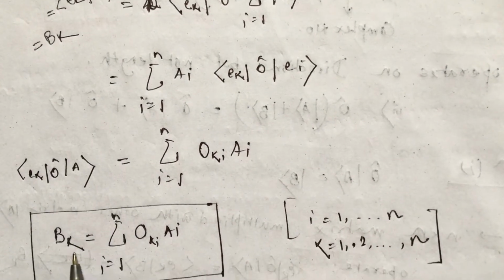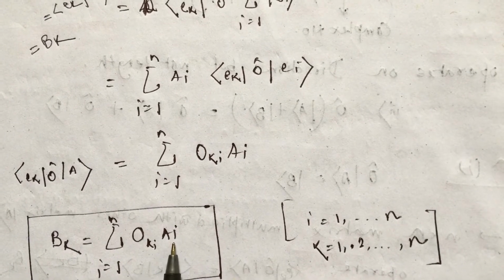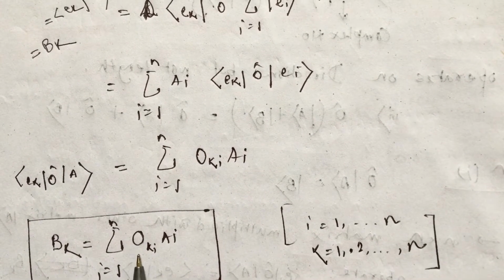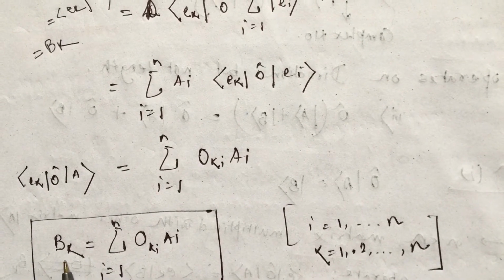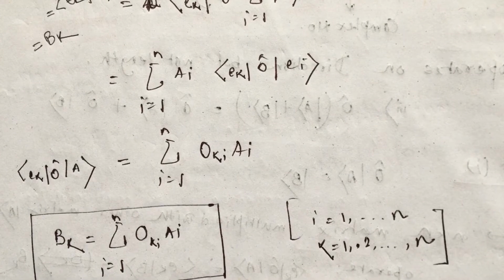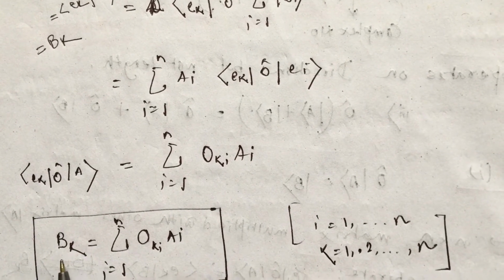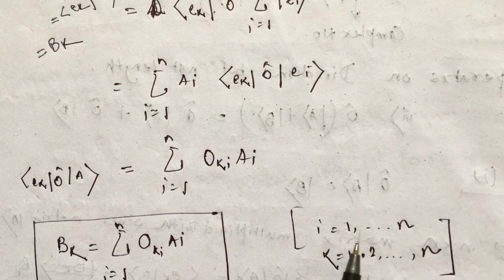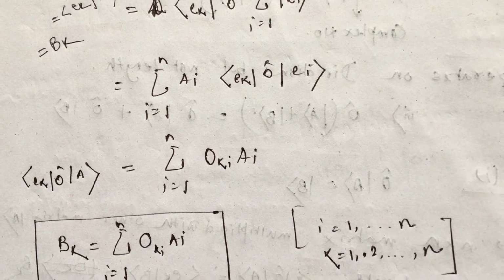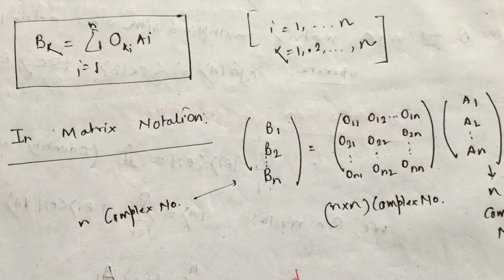So I can write Bk equal to this, which means if I have the ket vector and the operator O itself, then I can find the component of any vector. It could be Bk, it could be Dk, it could be Ik, whatever I want. And i and k both run from 1 to n, because we are in an n-dimensional basis.